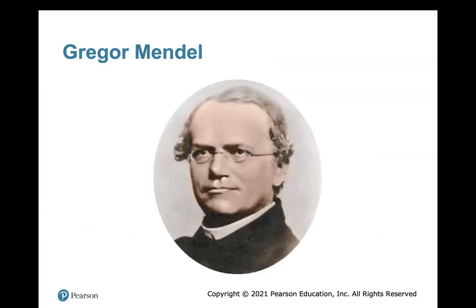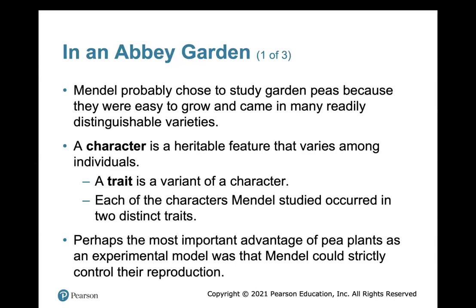So this is a look at Mendel. What he did is he chose to study garden peas because they were easy to grow and came in many readily distinguishable varieties. He found that a character is a heritable feature, one that you can inherit, that varies among individuals, and a trait will be a variant of a character. And each of the characters Mendel studied occurred in two distinct traits.